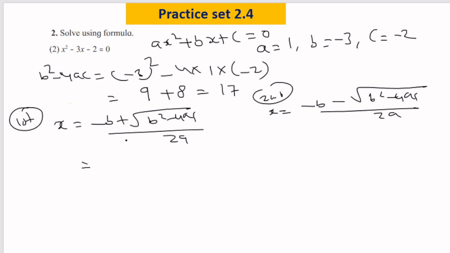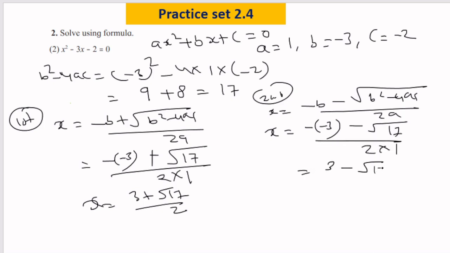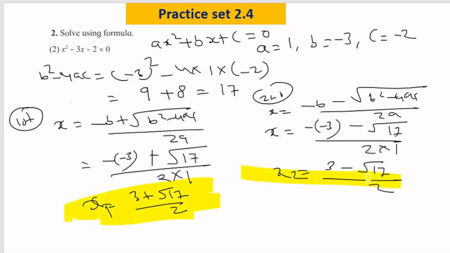Very simple. Minus b, in place of b you need to substitute b's value, that is minus 3, so minus minus 3, plus square root of b square minus 4ac, which is how much? 17, divided by 2 into a value, that is 1. Okay, so after solving it is 3 plus root 17 divided by 2. There is no further square root available for 17, so we can keep it as it is. Similarly here, x equal to minus b, so that is 3 minus root 17 divided by 2 into 1, so it will be 3 minus root 17 divided by 2. You can write x1 and x2 if you want, but it's not required. So this is factor number 1, this is factor number 2.